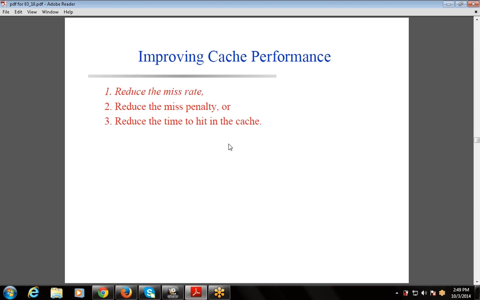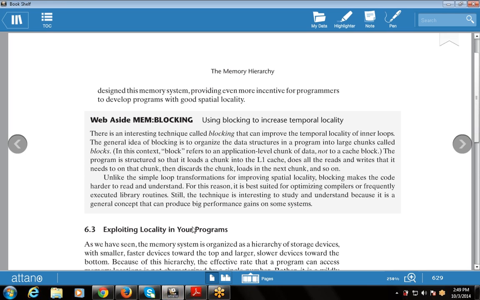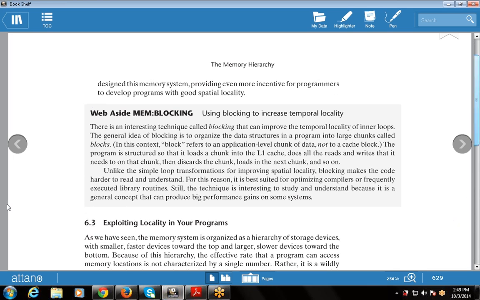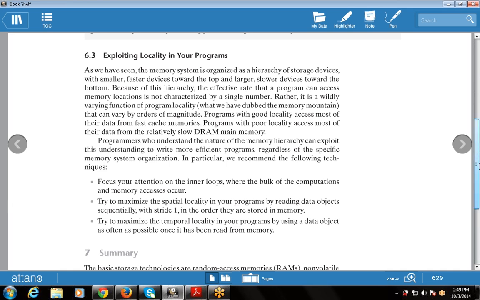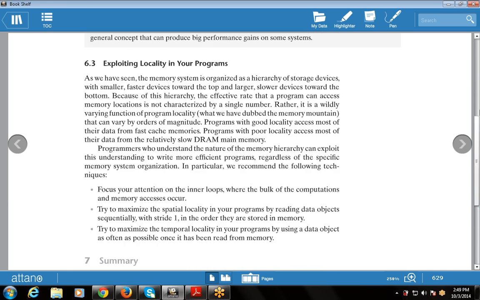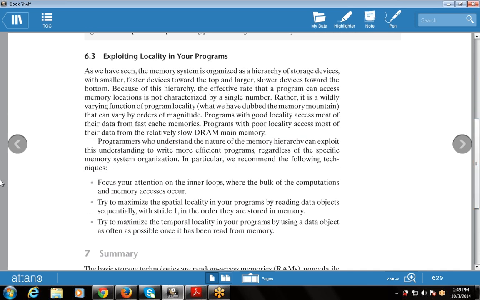So let's see first with the help of the book. This is exploiting locality in your program, as we discussed, which is covered by the cache memory. As we have seen, the memory system is organized as a hierarchy of storage devices, with smaller, faster devices toward the top and larger, slower devices toward the bottom.